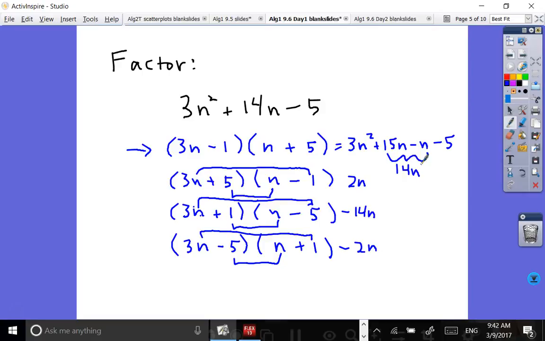What do you mean, like here? Well, what are the factors of 5? 1 and 5. So we know that we're going to have 1 and 5, plus or minus, in these positions in order to multiply and get a negative 5. So we just write down all the possibilities. It'll always be a binomial times a binomial. So that part is always the same.